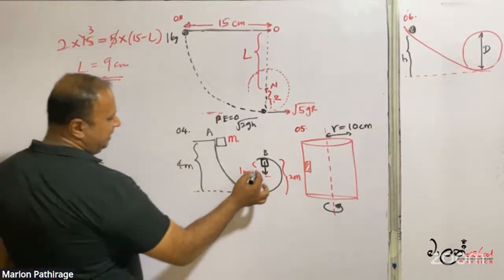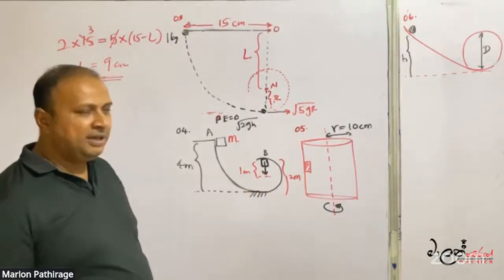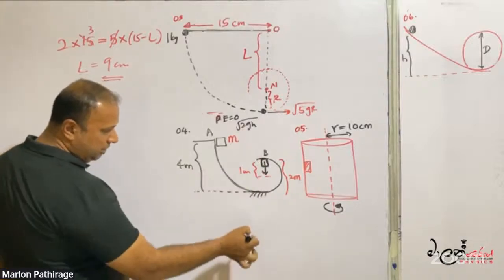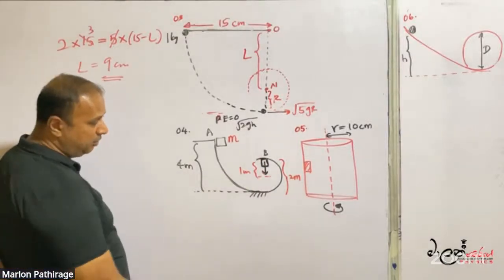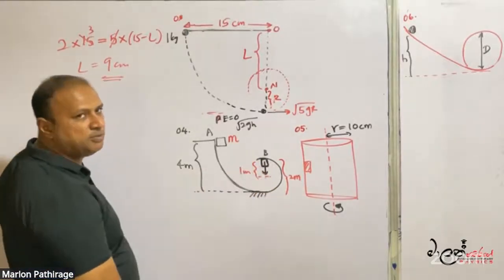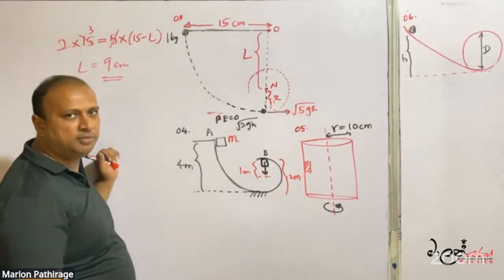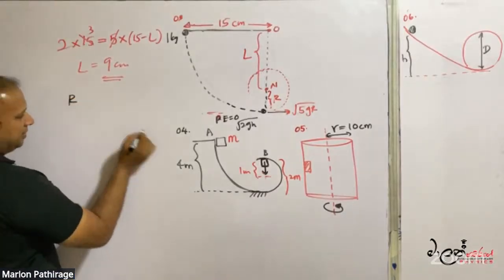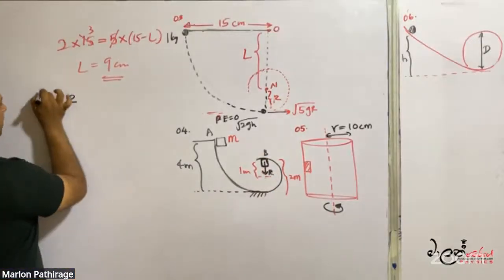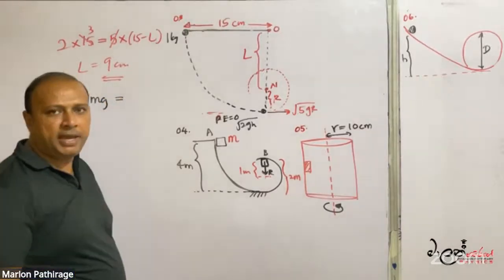Okay, now you can consider the velocity at this position. If you apply F equals ma at the bottom, the total force is equal to the reaction force plus mg. That is the total force exerted on this object. Therefore, the reaction force is in the downward direction, and mg is also in the downward direction. This is F equals ma.